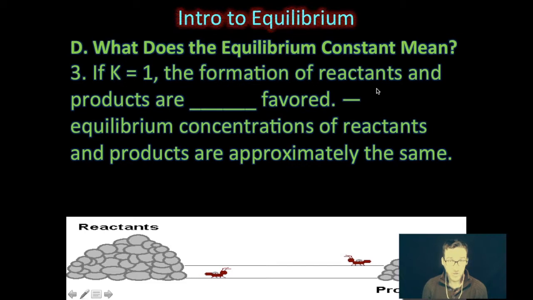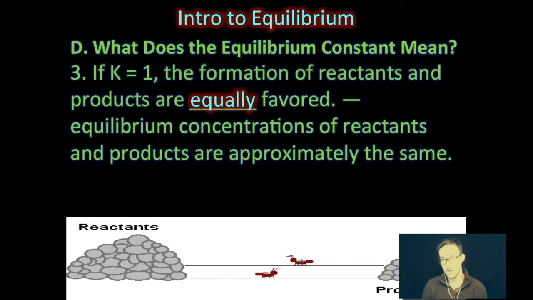However, if K is equal to 1, the formation of reactants and products are equally favored. Essentially, you've got equal concentrations of both reactants and products.